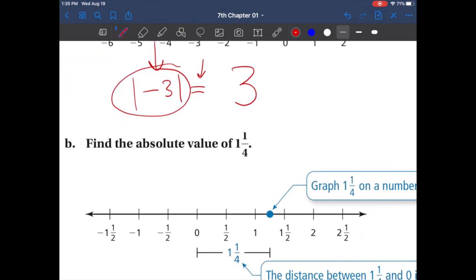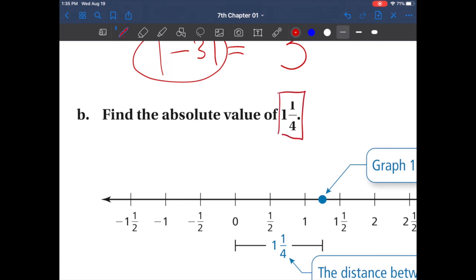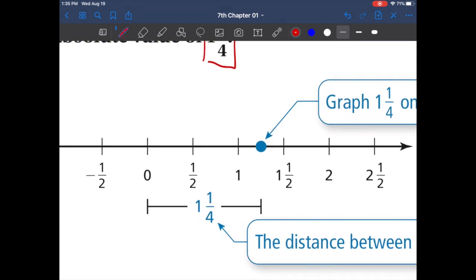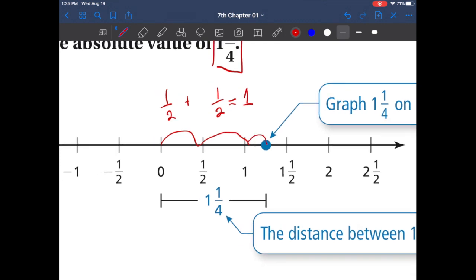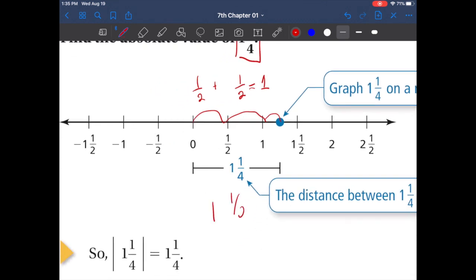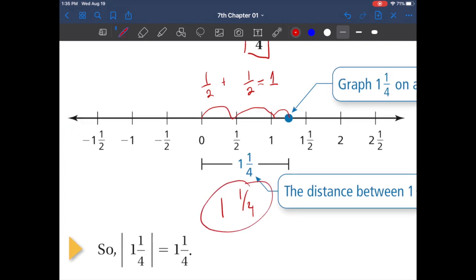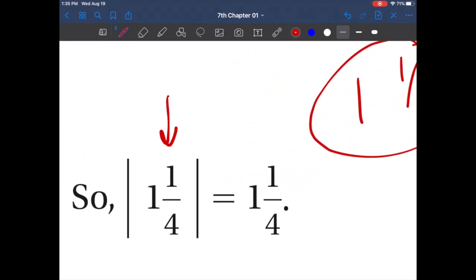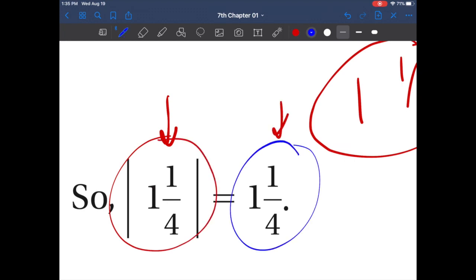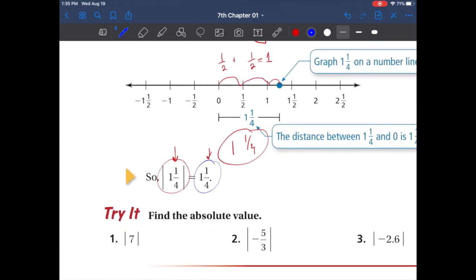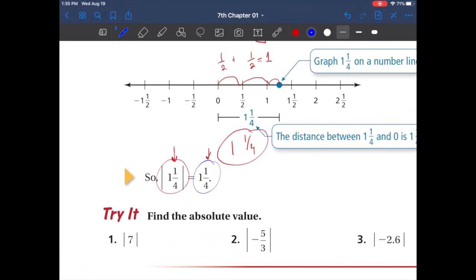Let's try another one. Find the absolute value of a positive 1 and 1/4. Okay, well, let's see, we just have to count from 0. We count 1/2 and another half. 1/2 plus 1/2 will give us what? 1 whole, right? We're just doing some review. And then we go another quarter, and that's going to give us 1 and 1/4. So the absolute value of 1 and 1/4 is 1 and 1/4. Remember, absolute value is always, always positive. That is example 1.